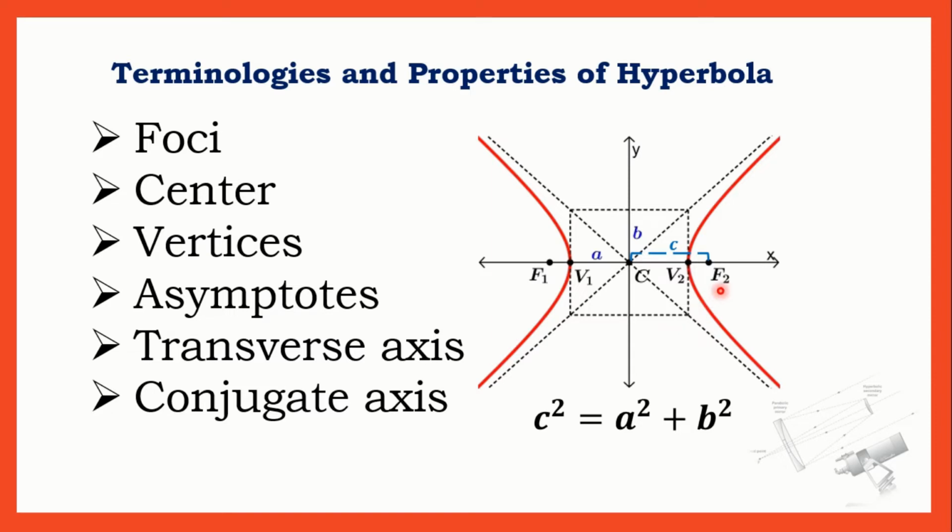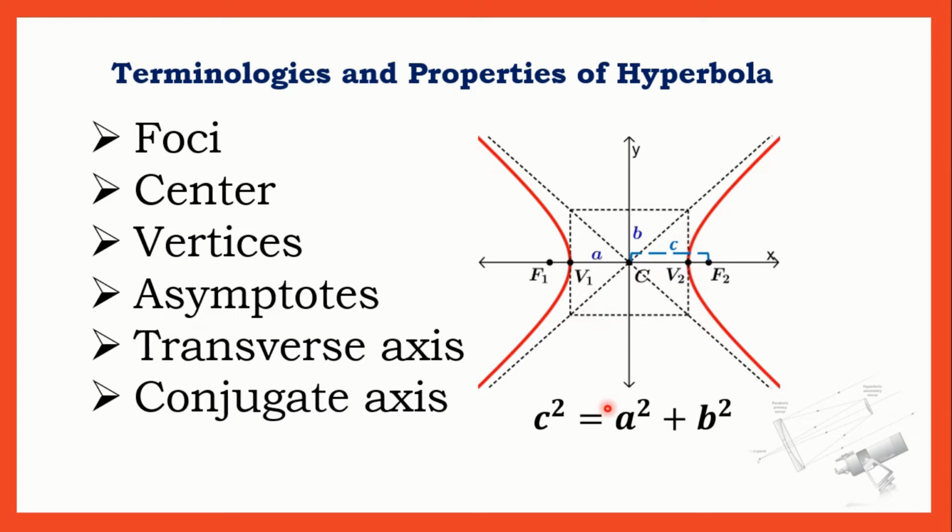The transverse axis is a line segment with endpoints F sub 1 and F sub 2. The conjugate axis is a line segment perpendicular bisector to the transverse axis. The distance from the center to a vertex is denoted by a. The distance from the center to an endpoint of a conjugate axis is denoted by b. The distance from the center to a focus is denoted by c.